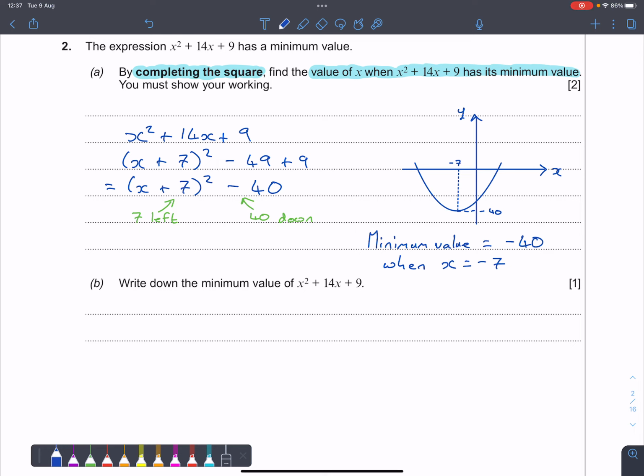Part B, write down the minimum value. It is the same, so just double check it is the same expression. So I've actually already answered that there. So I'll just put it down again. So minimum value equals negative 40. And that's it then.